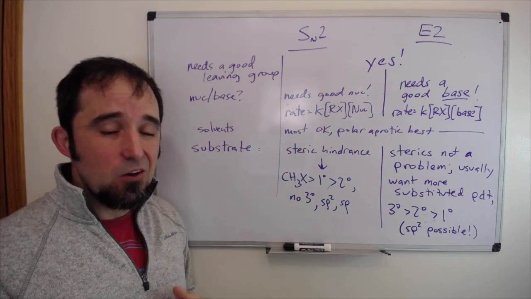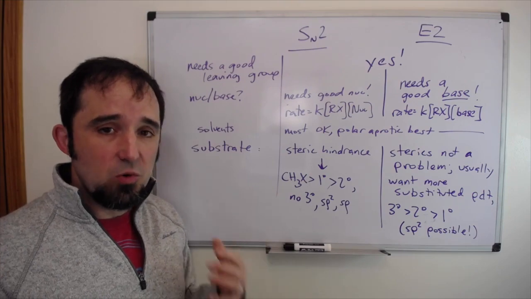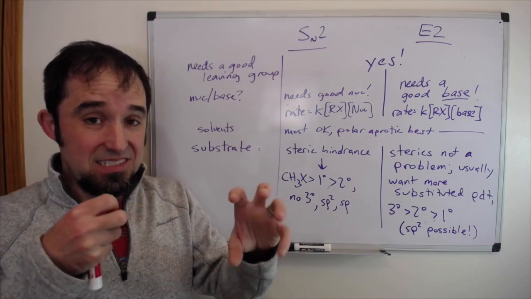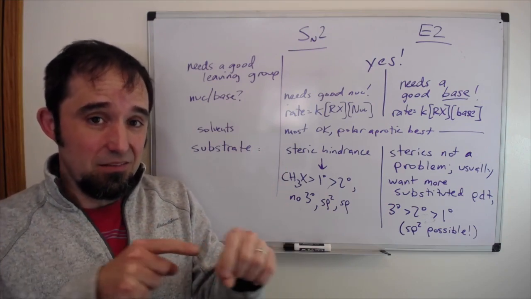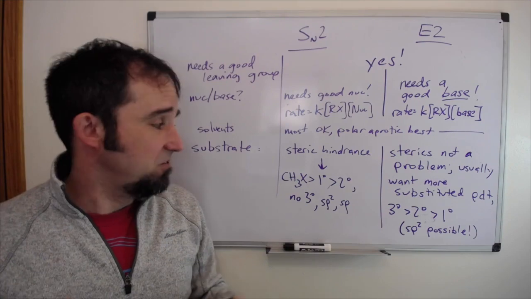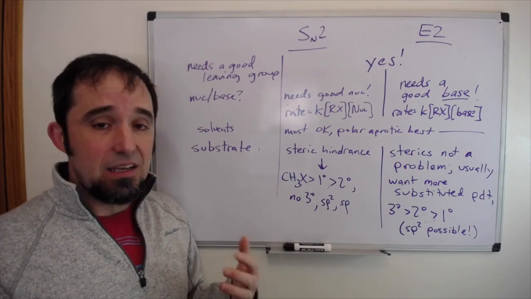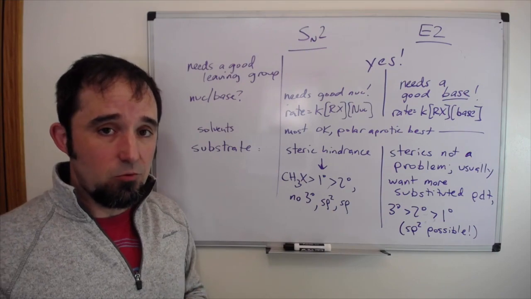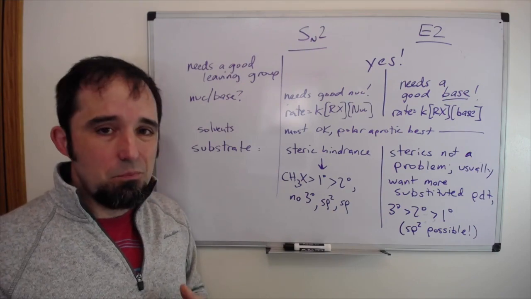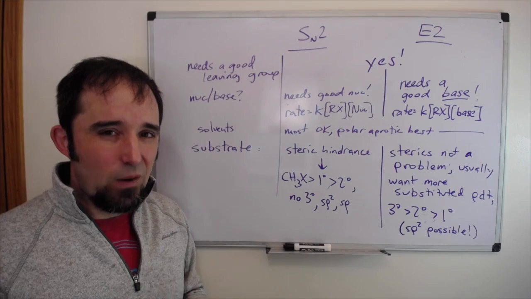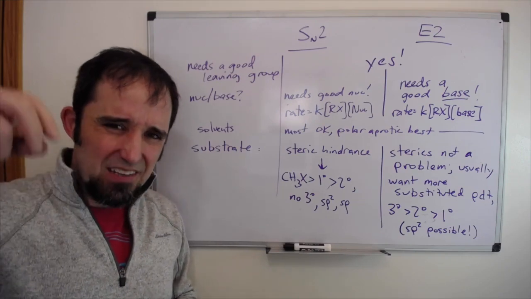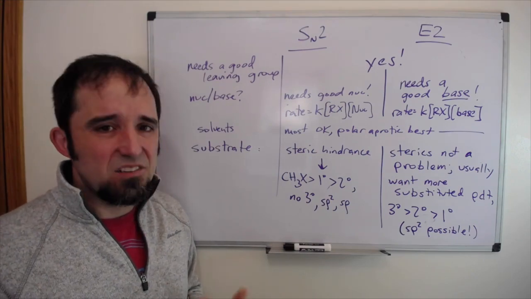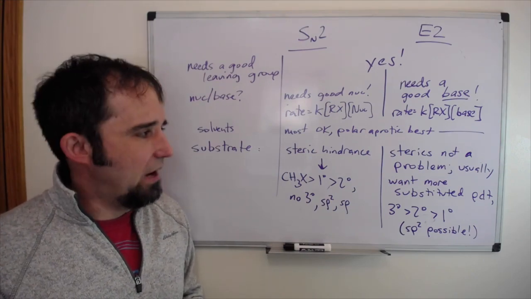Substrate. So here there's a bit of a difference. For SN2, we're really worried about our nucleophile sterically being able to get that backside attack and fit in there. So steric hindrance plays a big role. The less sterically hindered it is, the better off we are. Because we're dealing with bases, and bases are just trying to take away tiny little protons from the outside. They're not trying to do backside attack on a carbon. Sterics are not usually a problem in the E2 reaction.